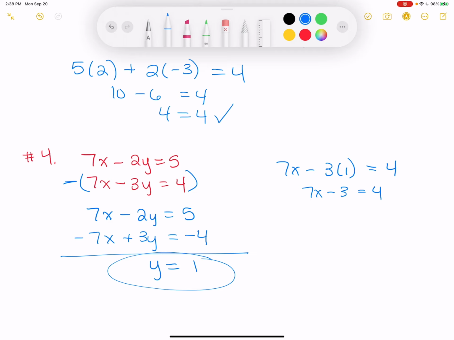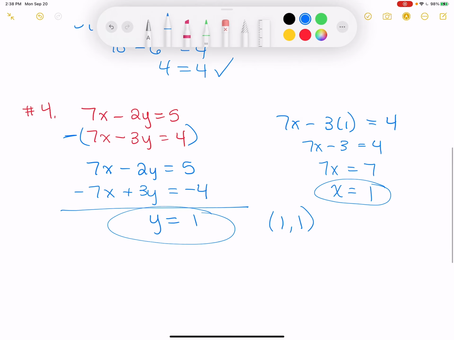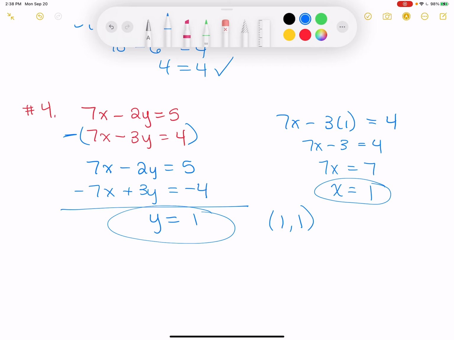So now I'm going to add this 3 over, so 7x is equal to 7. Divide by 7, x is equal to 1. So this one comes out to be nice. It's just 1, 1. And I'm just going to check it in one of them just to verify. So 7 times 1 minus 2 times 1 equals 5. So that's just 7 minus 2, which is 5. So it works.